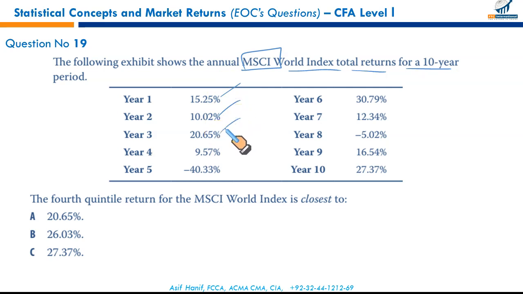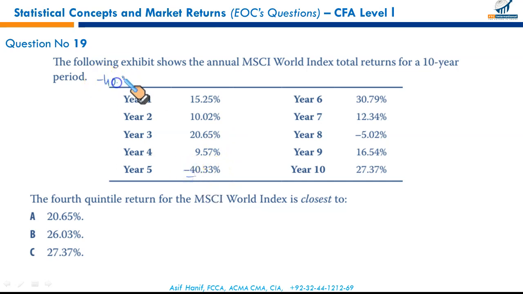What are we required to do? The 4th quintile. Whether it's a quartile, quintile, or decile, as I told you a little while earlier, you should convert it to a percentile. That will be much more convenient to calculate. 4th quintile means 4 out of 5, that is 80. So we are talking about the 80th percentile. We need to calculate the 80th percentile from this data, but for that you first need to arrange it in ascending or descending order. So there are 10 observations, starting with the smallest one.